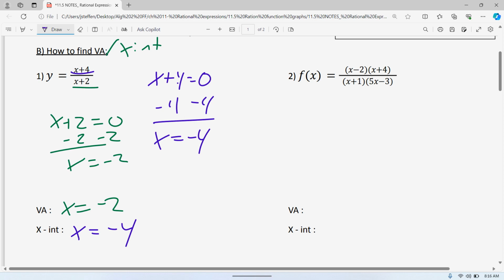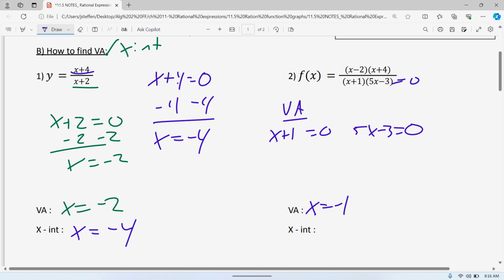So the vertical asymptote is what makes the denominator 0. So x plus 1, what makes that 0? And 5x minus 3, what makes that 0? Because again, when we factor to solve, once we factor, we ask ourselves what makes each one of those binomials 0. The first one's not too bad. That is x is equal to -1. You guys probably already knew that.